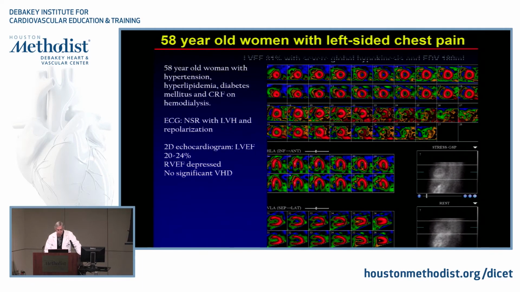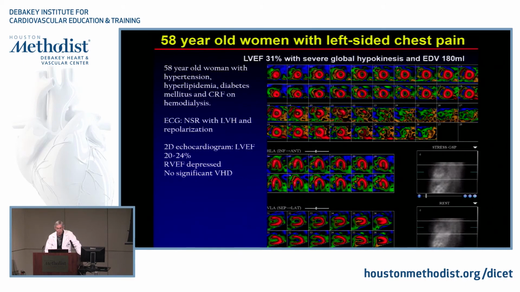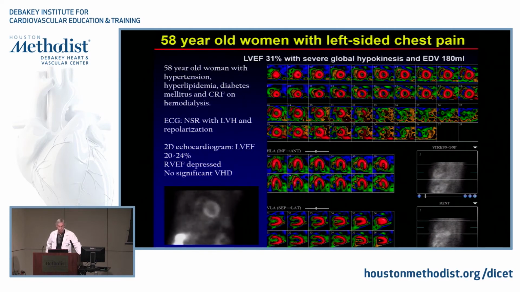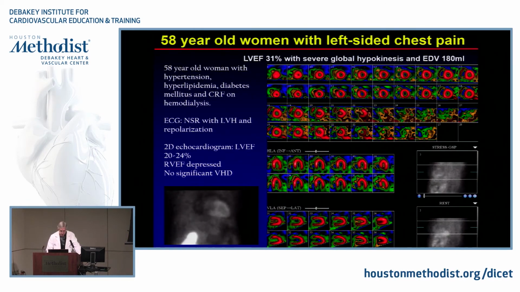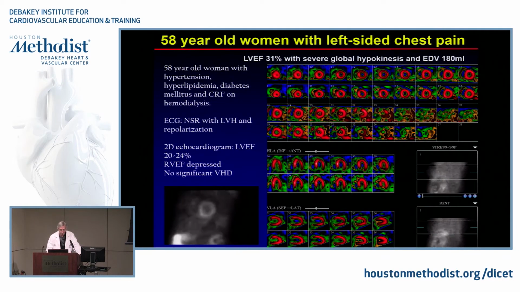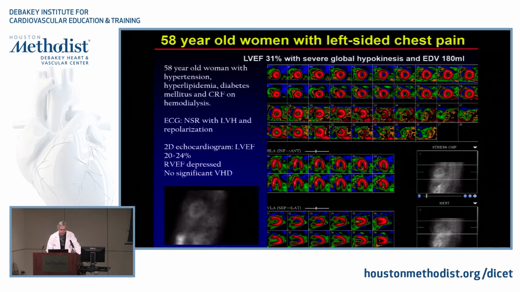All right, let's go further. We got an EF of 31%. End diastolic volume was severely enlarged for a woman, 180 milliliters. What do you think about the images here? Anything unusual about the raw data? Breast attenuation? You think that's breast attenuation? Right there, yeah. Pericardial effusion. Pericardial effusion there?